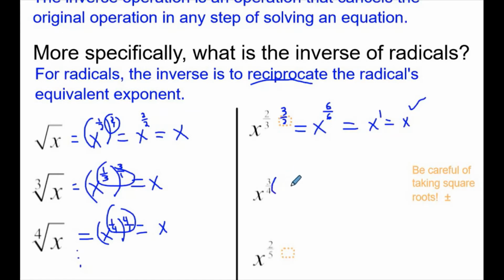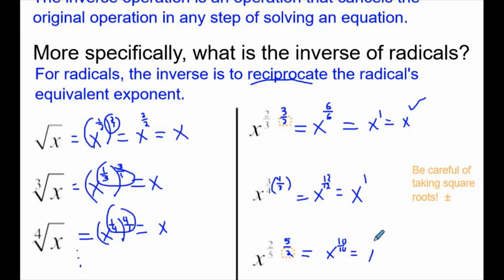So for the 3/4 power, we would do 4/3, just reciprocate the original. That would give us x to the 12/12, which would give us x to the 1st. Again, that's the goal. And for 2/5, we would use 5/2, okay, which would give us x to the 10/10, which would be x to the 1st again.